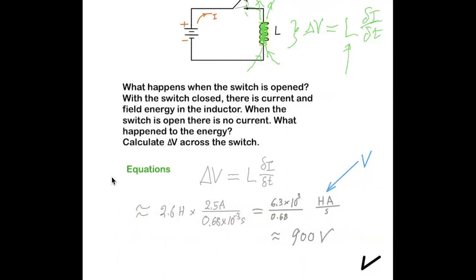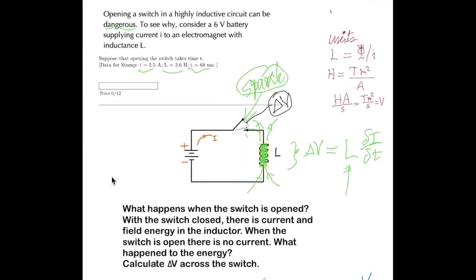As usual, there's a number with a unit. L is 2.6 henries. Delta I is 2.5 amps. Delta T is 0.68 times 10 to the minus 3 seconds. That's the time it takes to open the switch. So we have 2.6 times 2.5 divided by 0.68, but this is 0.68 milliseconds, so I have a power of 1,000 in the numerator. And then the unit will be H times A per second. So we have to figure out what the unit is.